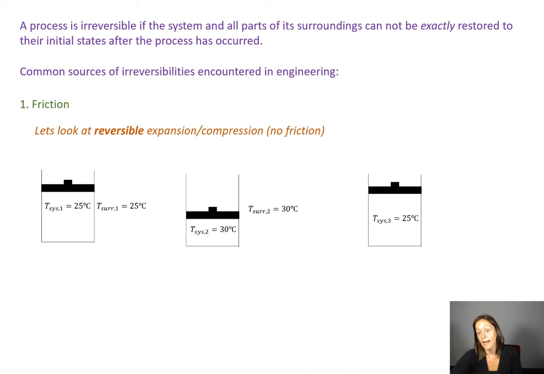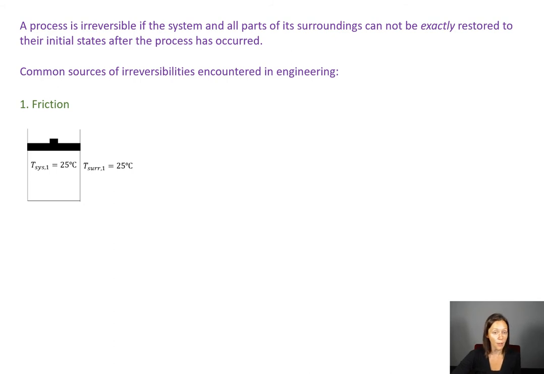And now let's say I expand it again. Everything goes back to 25 degrees Celsius, and my surroundings, if they come into thermal equilibrium and heat is allowed to be exchanged between the system and the surroundings, come back to 25 degrees Celsius. So you can see that the initial state and the final state are exactly the same. That would be the case if you had no friction. But now let's look at the case where you do have friction.